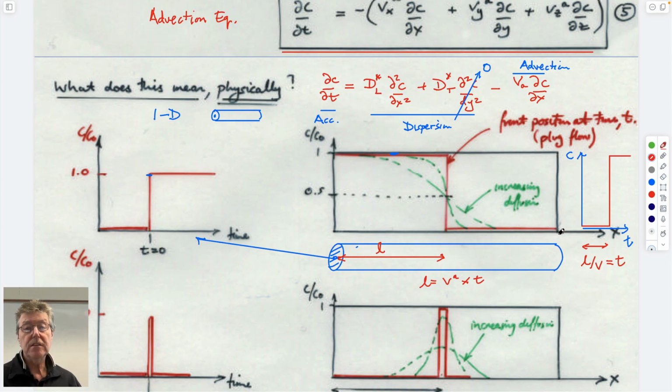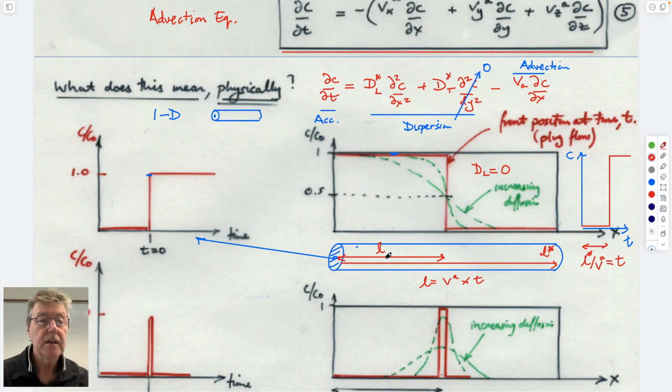If it works its way to the end of the core, and the end of the core was some length which we'll call L star, perhaps. Then this would be L star, right? It'll get to the end of the core and it's traveling at some advective velocity. It'll take this long to get there. So the red behavior is for D equals 0. So there's no diffusion.